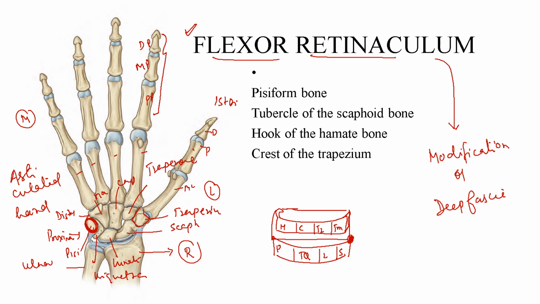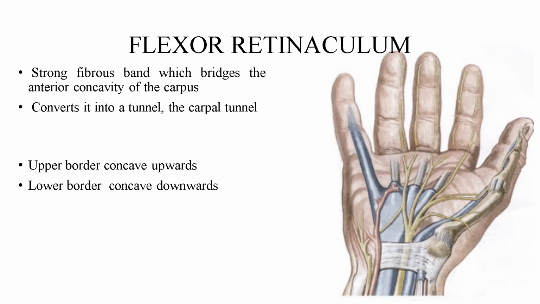You will find a band-like structure attached on the lateral and medial bones of the carpus, filling the anterior concavity of the carpal bones. The flexor retinaculum is a strong fibrous band which bridges the anterior concavity of the carpus. You can see here this white fibrous structure attached on the lateral side to the tubercle of the scaphoid and the crest of the trapezium, and on the medial side to the pisiform bone and the hook of the hamate.